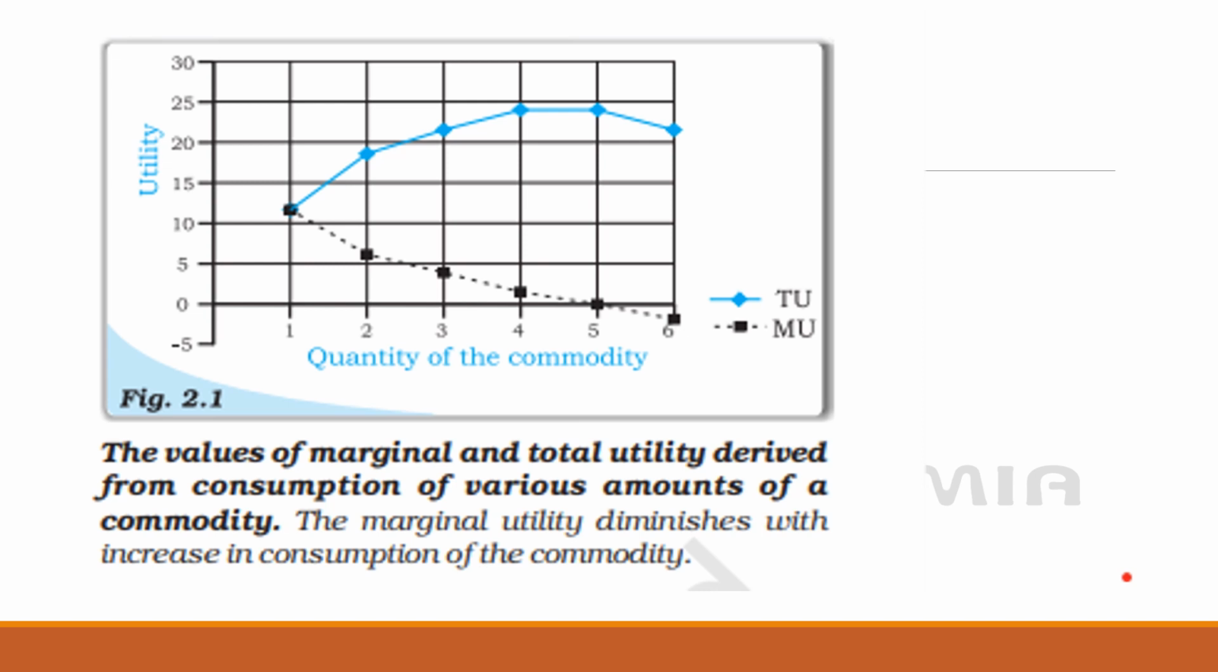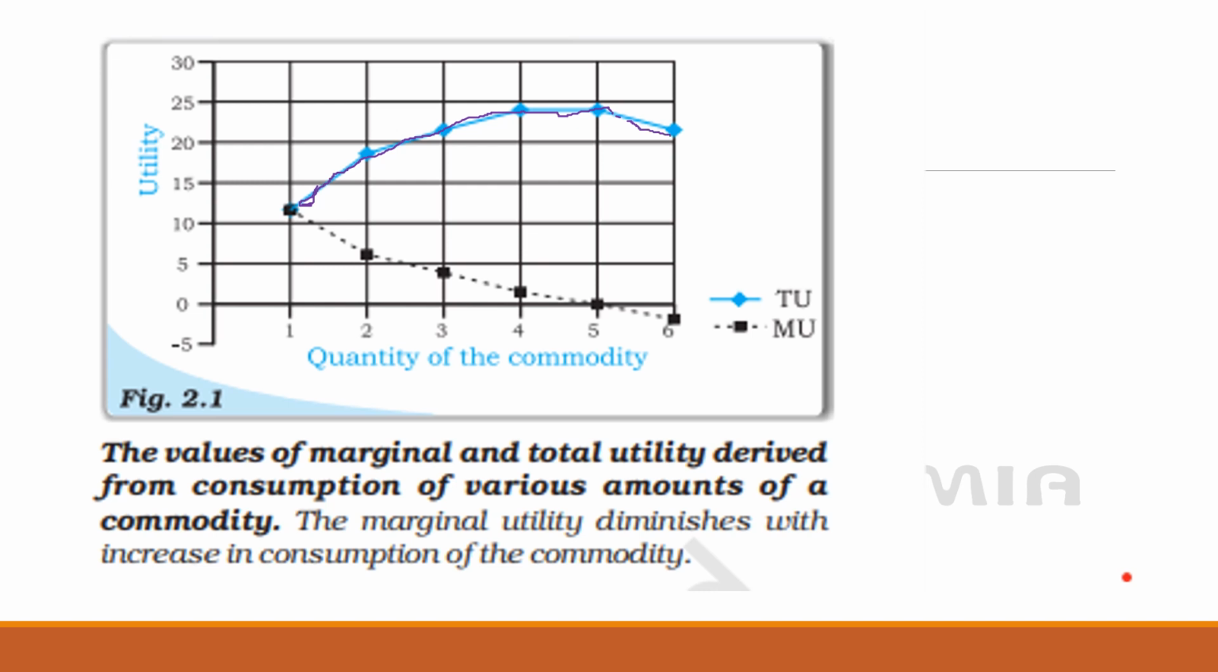Here what you can see is the graphical representation of the total utility and the marginal utility that we have seen in the table. You can see the total utility curve, the blue one, and this is something that is increasing till this point. But what would happen after this point? At this point it is remaining constant, then it starts falling.